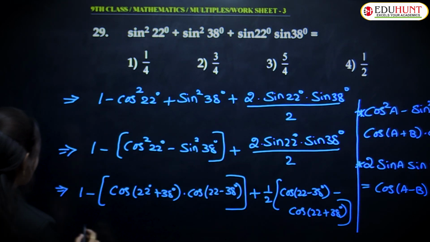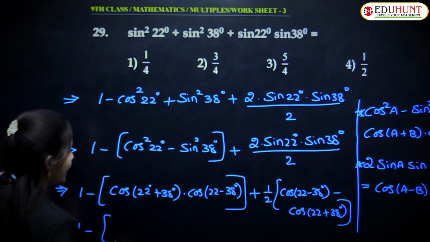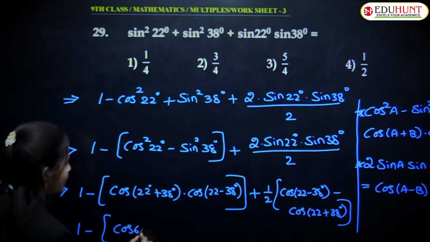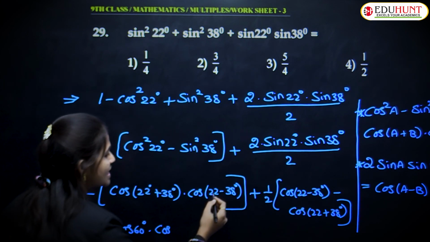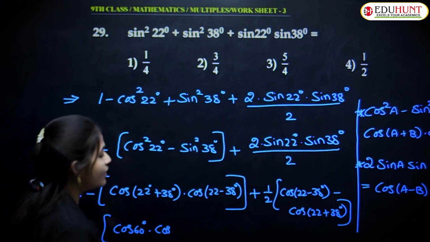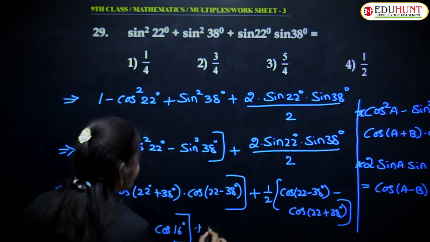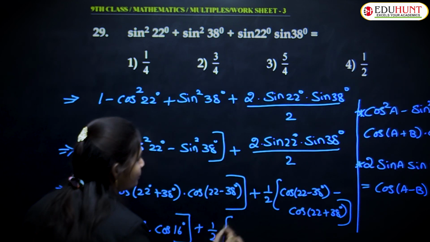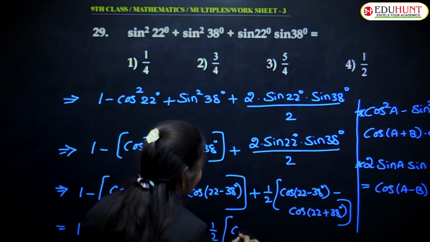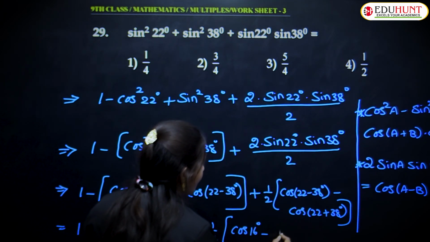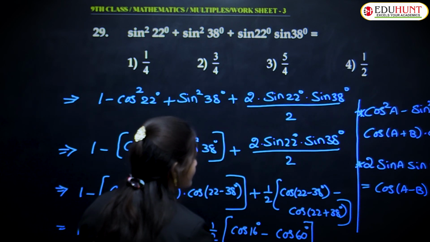Okay, so which is equal to 1 minus cos of 22 plus 38, which is cos 60 degrees, into cos of 22 minus 38, which means 16 minus 16. So cos of minus 16 is a positive 16. Plus 1 by 2 into cos 22 minus 38, again the same, that is cos 16, minus cos 22 plus 38 degrees, cos 60 degrees.